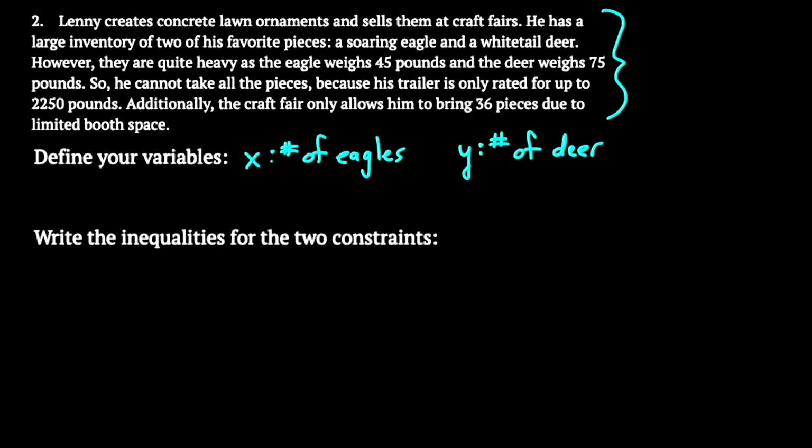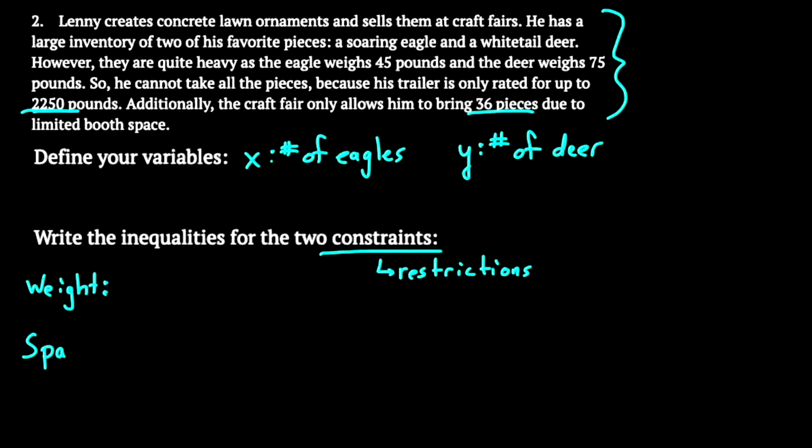So let's come up with these inequalities so that we can solve this system. It says write the inequalities for the two constraints. I guess constraints is the next vocab word here. And if you've never heard constraints, it really just means restrictions. So thinking about this problem, we need to figure out how we are being restricted. Well, one way we're being restricted is the trailer can only hold 2,250 pounds. So we have a weight restriction, and then we also have this that says we can only bring 36 pieces due to the limited booth space.